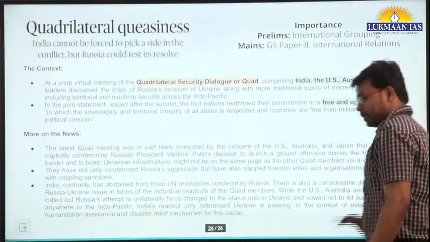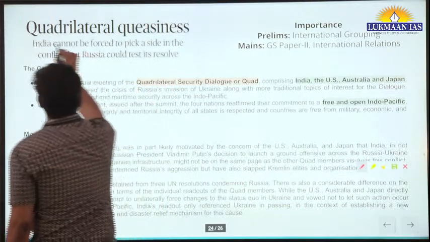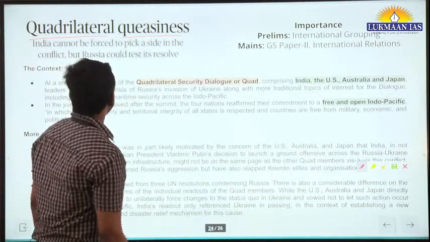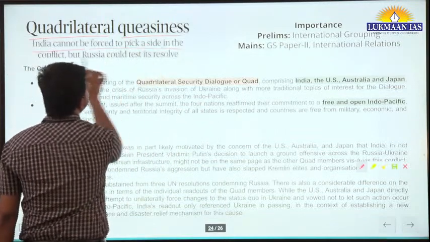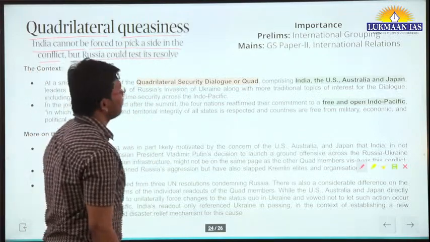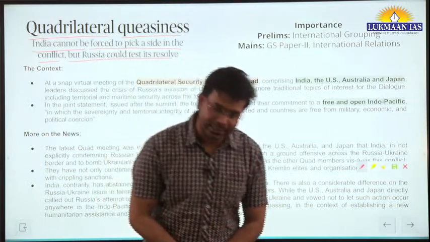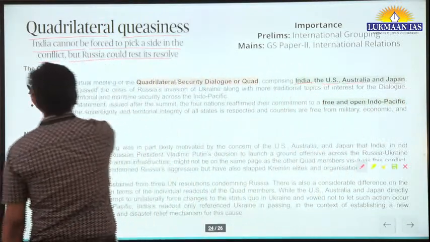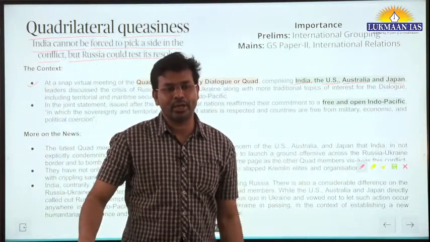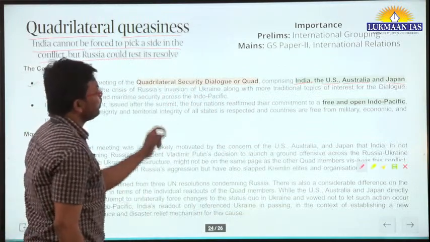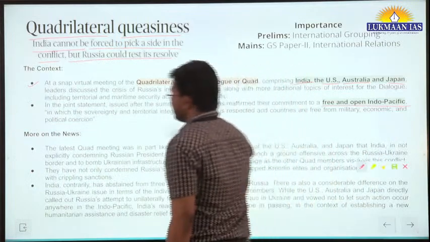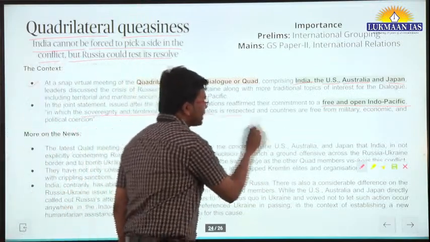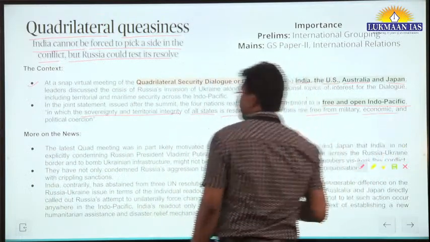So the last topic is related to quadrilateral cuisines. India cannot be forced to pick a side in the conflict, but Russia could test its resolve. Recently there was a meeting of the quadrilateral security dialogue, and its member countries are India, the United States, Russia and Japan. These are the four member countries. In the meeting, they discussed a free and open Indo-Pacific, where the sovereignty and territorial integrity of all states will be respected, and countries are free from military, economic and political coercion.